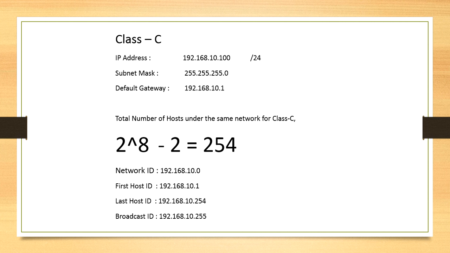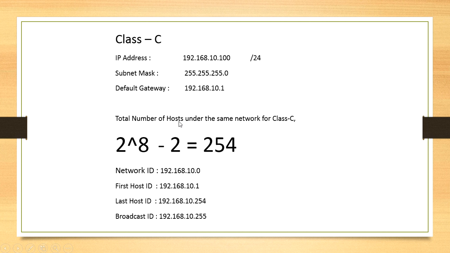This thing we also discussed in the previous video: for a class C IP address, how many hosts we can get in any network. Here is an example of a class C IP address, 192.168.10.100, and this is the prefix /24. It's also known as CIDR. CIDR stands for classless inter-domain routing. This defines that 24 bits are network for class C. So the subnet mask will be 255.255.255.0, and this is the default gateway for this IP address.